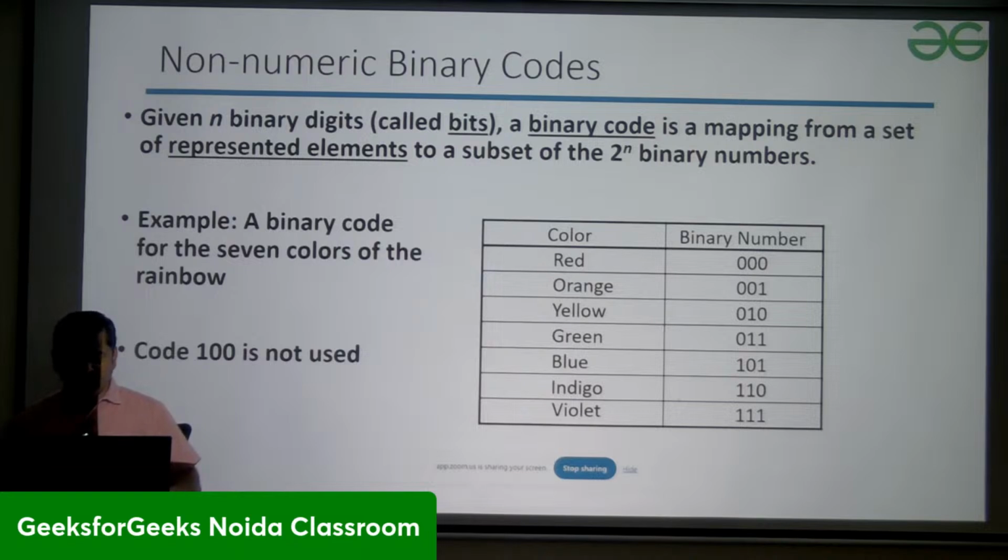Why is code 100 removed? Before ignoring any code, we must know that whatever representation we are using, we can easily decode it. When we encode any information via a number system, the binary number system, decoding must also be unique. Let's say I'm having some representation over here.